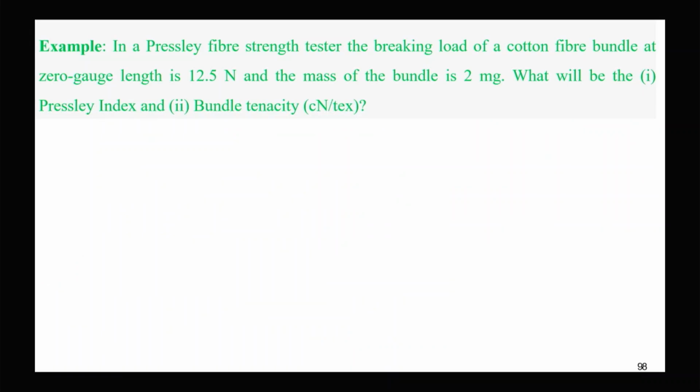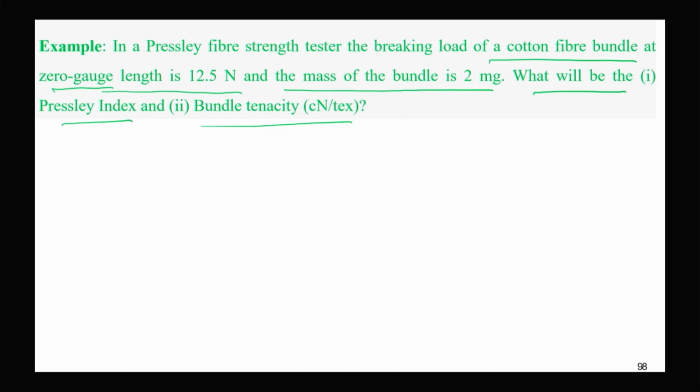Now let us try to do a numerical. In a Pressley fiber strength tester, the breaking load of a cotton fiber bundle at 0 gauge length is 12.5 Newton. At 0 gauge length, it's 12.5 Newton. The mass of the fiber bundle is 2 milligram. What will be the Pressley index and bundle tenacity?